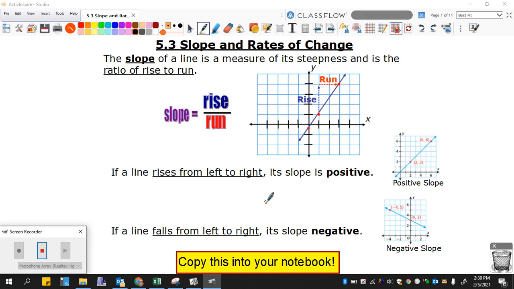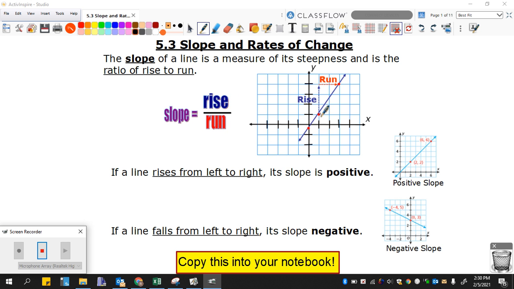Okay, in this lesson, we're going to talk about the slope of a line, and also how that slope relates to the rate of change. All right. So first of all, to define it, the slope of a line is just a measure of how steep a line is, and is written as the ratio of the rise to run. And so oftentimes we'll say slope is equal to rise over run.